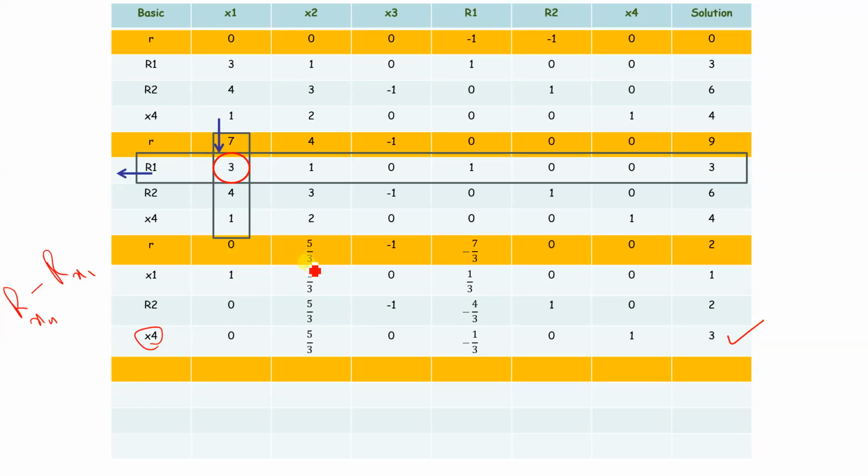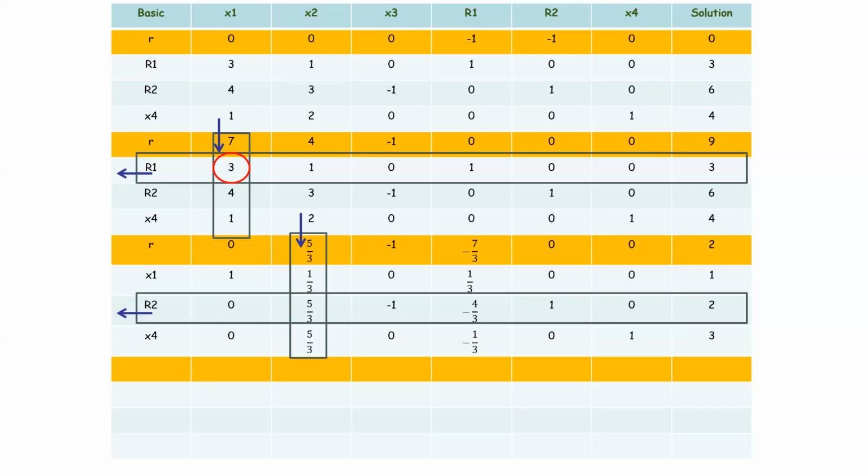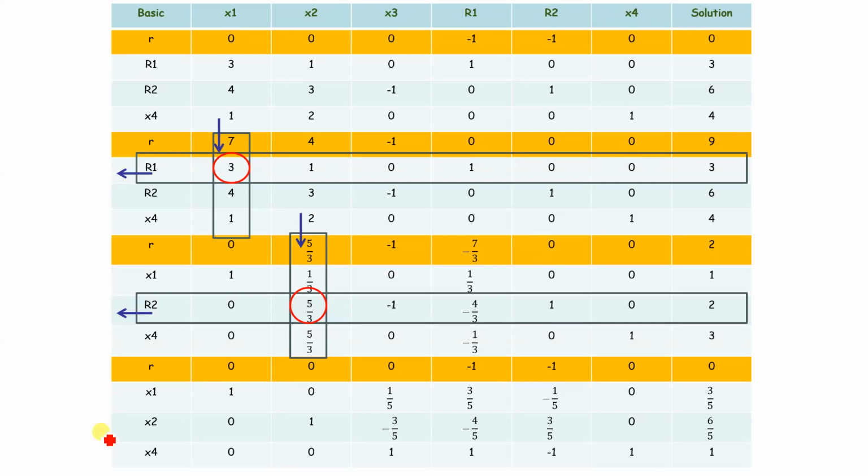Okay, again, we have a positive value here. So we have a candidate for the entering variable, which is x2. So x2 will enter as a basic variable in the next iteration. And in order to decide the leaving variable, again, we have to find the ratios. And this is the least one. So R2 is going to leave in this iteration. And we repeat the same process we did in the previous iteration. So we have this new tableau of the simplex method.